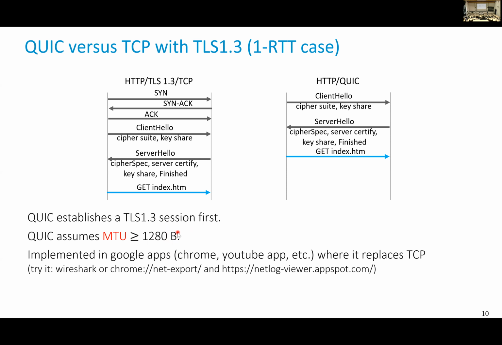So QUIC is a replacement that is implemented in all Google apps. So if you have a Google app, YouTube, for example, or Chrome, the web browser, then it will use QUIC. It will also use TCP, because even if you're using Chrome, you might go to a web server that is not supporting QUIC. So it will first try with QUIC. And then, for example, YouTube will typically first try with QUIC, and if it works well, it will continue with QUIC.